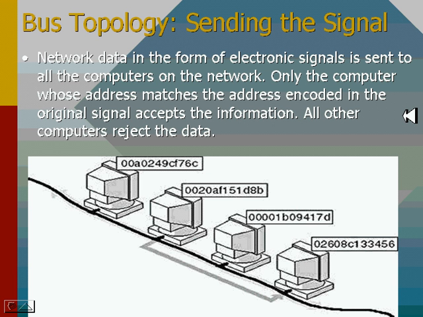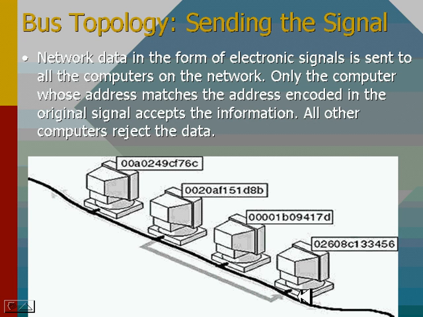For a bus topology to send a signal, network data in the form of electronic signals is sent to all the computers on the network. Only the computer whose address matches the address encoded in the original signal accepts the information. All other computers reject the data.